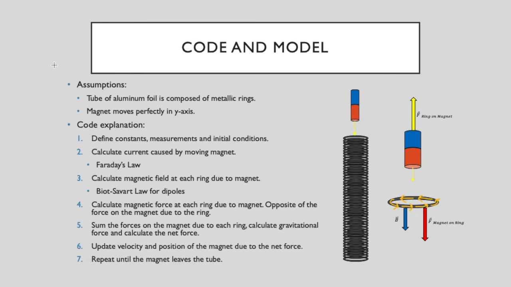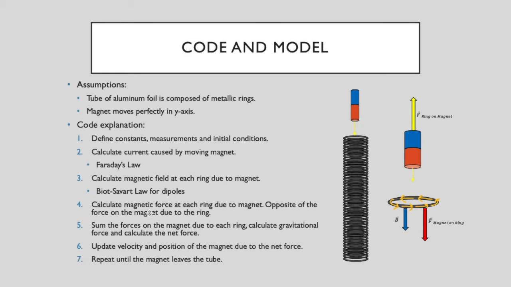Now let's take a look at our model. The assumptions we made for this model were that the tube of aluminum foil is composed of small metallic rings, as we can see here. We also assumed that the magnet moves perfectly in the y-axis. The way this code works is first we define some constants, measurements, and initial conditions. Then we calculate the current caused by the moving magnet using Faraday's law, which is represented by the yellow arrows on this ring. Next, we calculate the magnetic field at each ring due to the magnet using the Biot-Savart law for dipoles. The magnetic field is represented by the blue arrow.